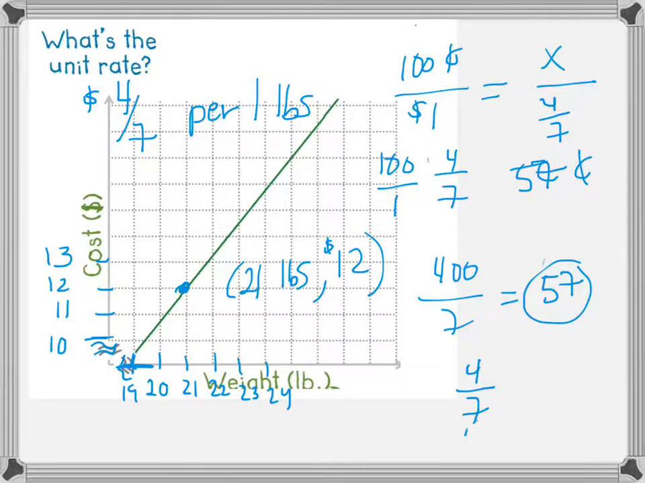So if this thing, whatever it is, costs 21 pounds for $12, it's about 57 cents, or $0.57, for 1 pound. And that's the last slide of that.